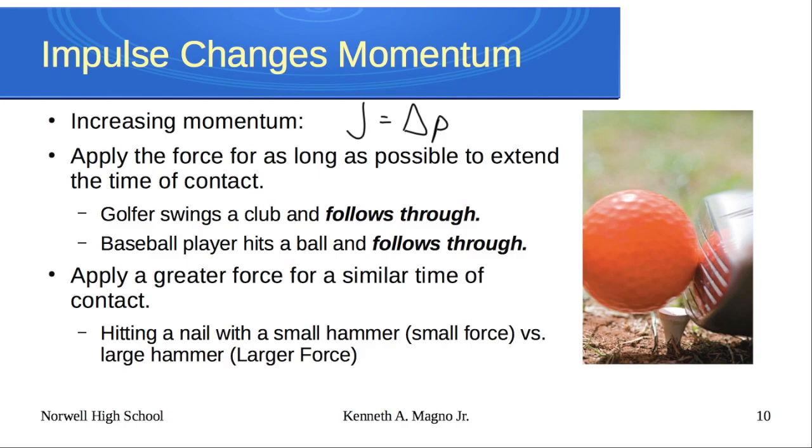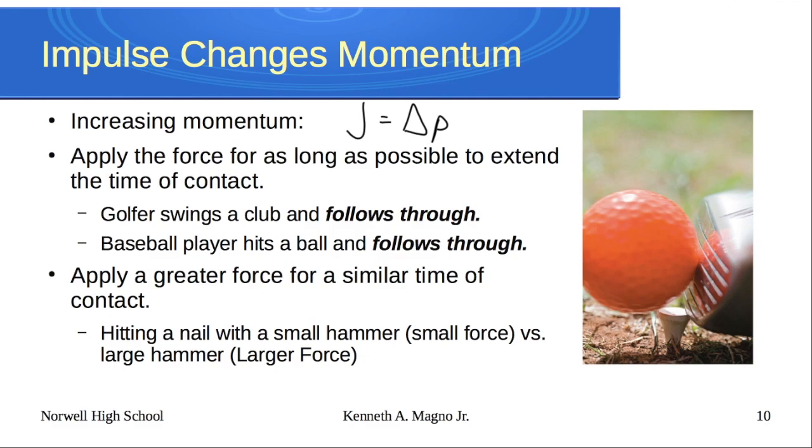So some applications of this get into things like golf. When you're playing golf or even baseball, when you swing a club or a bat, you want to follow through. You don't want to just stop abruptly when you make contact with the ball. That's because you're trying to increase the time of contact. By increasing the time of contact, you create a larger impulse or a larger change in momentum, which means the ball gets to a greater velocity. Because the goal in golf or baseball is to get that ball to go as far as possible.